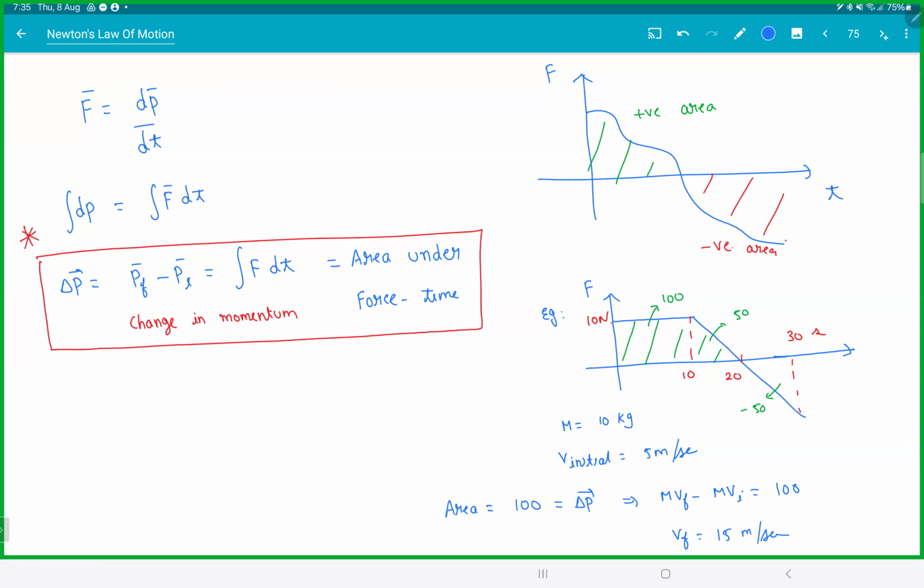If you think about it, F-t is nothing but mass into acceleration, isn't it? So what does an a-t graph give you? Change in velocity. So it is actually the same as an a-t graph. So have a look at this. F-t graph gives you change in momentum. If you divide by m, it becomes an a-t graph, and an a-t graph gives you change in velocity. Momentum by mass is velocity only. So it is almost the same thing. Have a look at this page. Let me show you one more example.